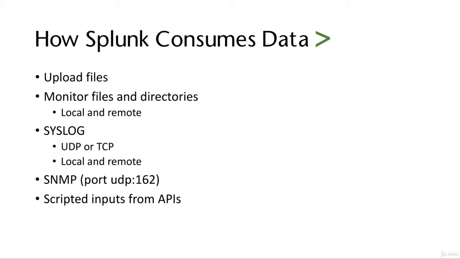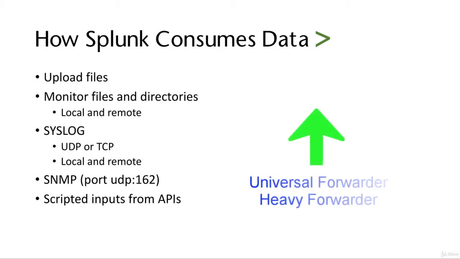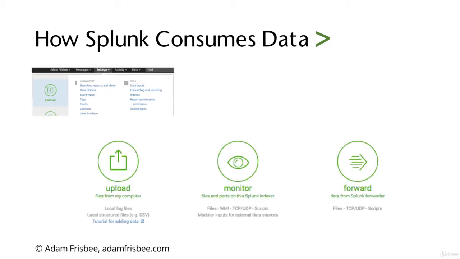And how do we get data there? Well, we can upload files, we can monitor files, we can forward syslog data directly to a Splunk indexer or search head, we can use SNMP traps, we can use scripted inputs from APIs. Perhaps the most important way that Splunk gets data is through universal and heavy forwarders. And we'll talk about universal and heavy forwarders and install and configure them in the next two segments. But for now, let's go through uploading and monitoring.